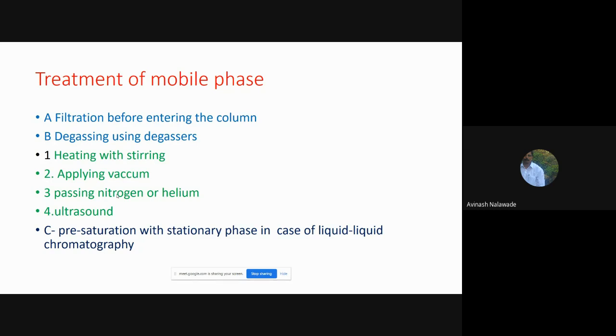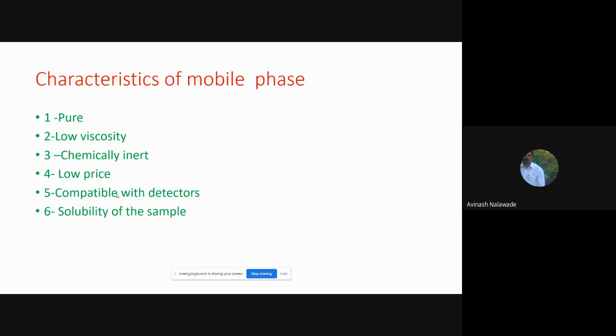Okay, so these are the three important parts which we are doing for the mobile phase. Then what are the characteristics of the mobile phase? How should the mobile phase be? It should be very pure, so we are purifying it in various ways, just as you have seen. Another most important characteristic is that it must have low viscosity. Then it must be chemically inert because it should not react with your analyte.